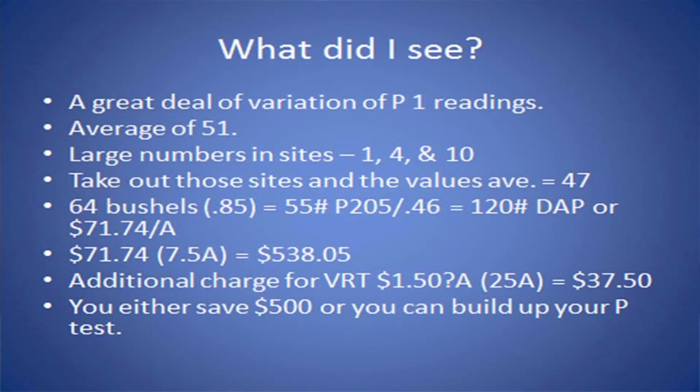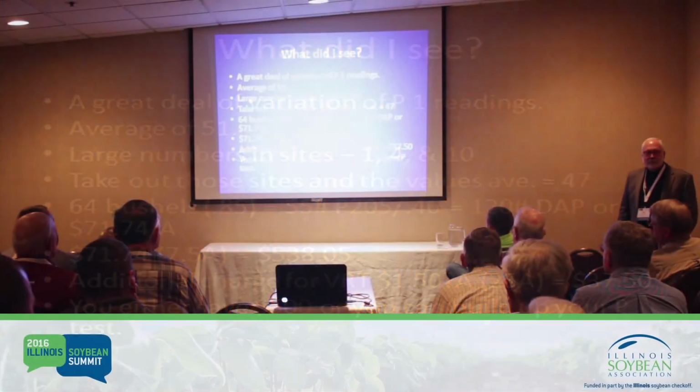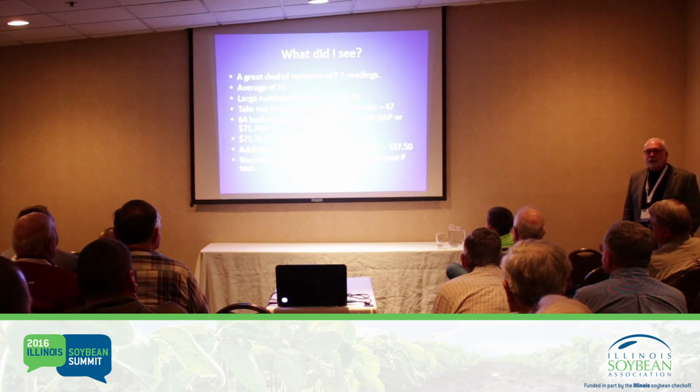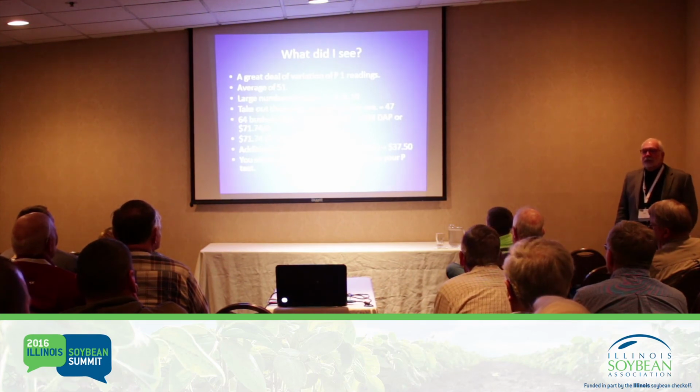And the variable rate amounts to an extra $1.50 an acre locally, so that's $37 for the 25 acres. It's going to be spread on those 10 sites. So I save $500, or I could use that to build up my P-test if I wanted to apply it. How many of you are using variable rate technology at this time for P and K?